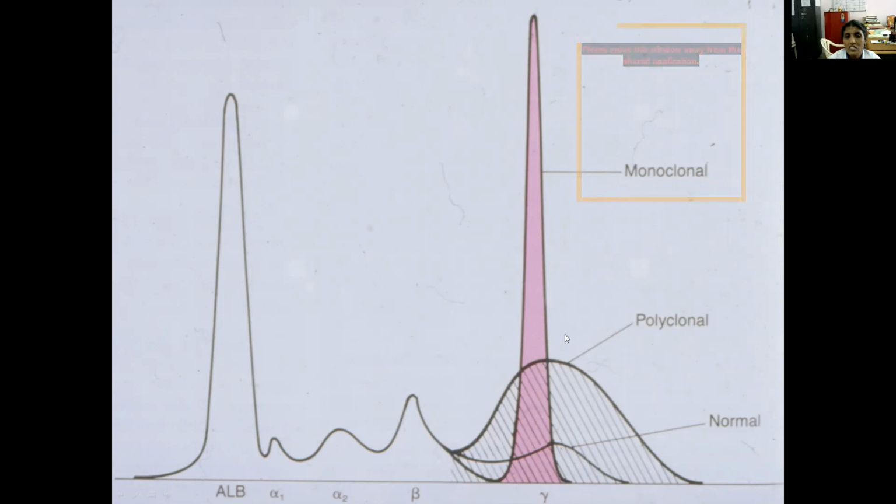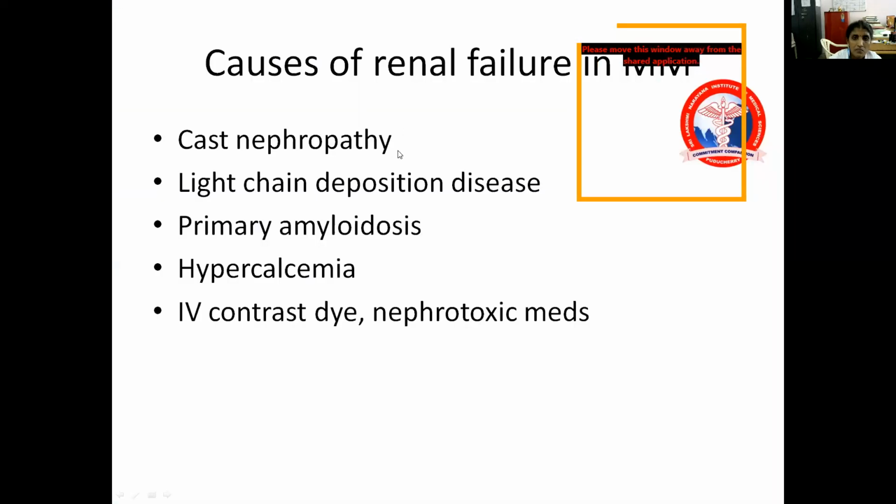But what you see, this pink one, is the spike, a very sharp spike in the gamma globulin region, which means it is the monoclonal protein which is too heavy, right? That forms a spike. So that is called the M spike or M component.